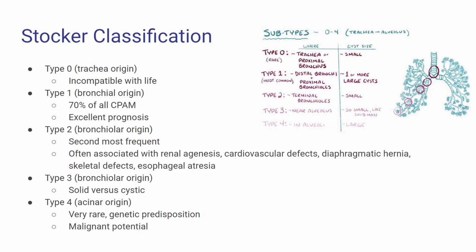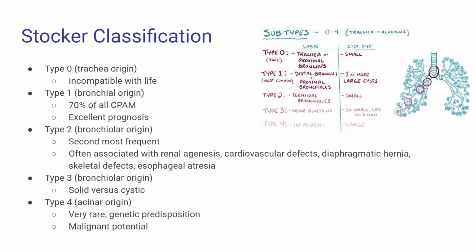So there are 5 different types of CPAM, and they are classified into subtypes according to what is known as the Stocker classification. And really it resides on different origins of the trachea towards the bronchiolar region and the acini. Type 0 is starting at the trachea or the proximal bronchus. This type is very rare, but also it's going to be incompatible with life.